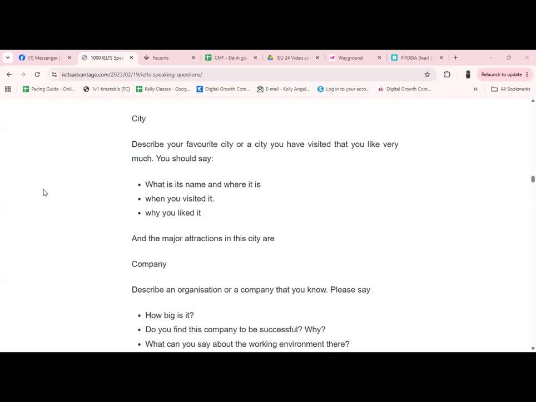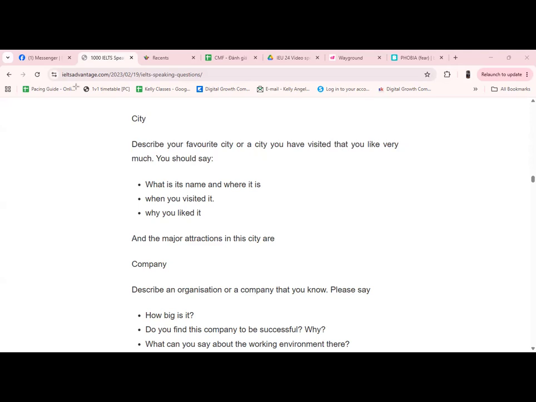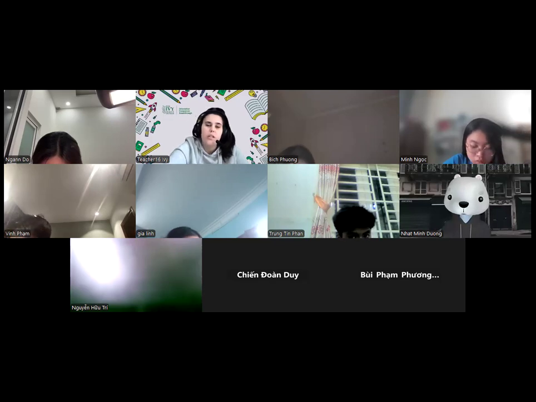Okay. So we have here, describe a city, your favorite city, or a city you have visited that you like very much. You should say what its name is, where it is, when you visited it, why you liked it, and what the major attractions in the city are. Okay, so this is an example of describing a place. Okay, this specific subgroup. Let's have a look at what sort of information you would need to talk about.